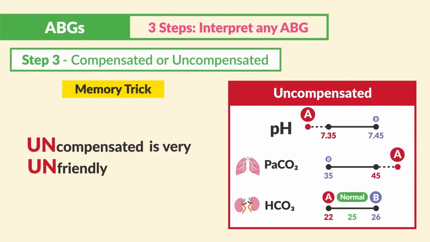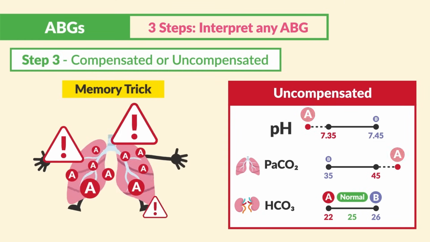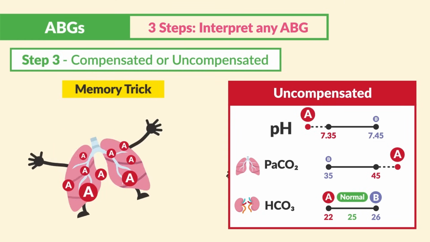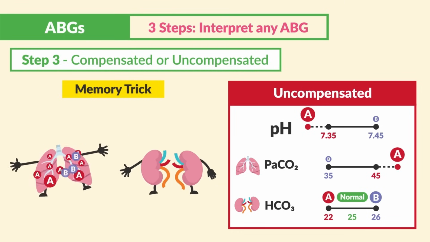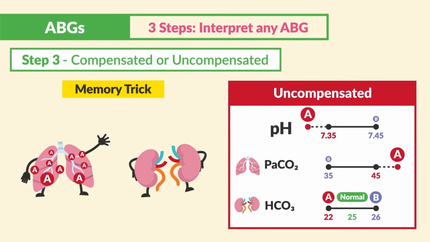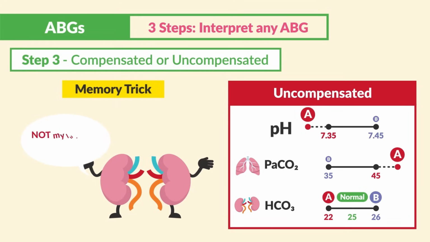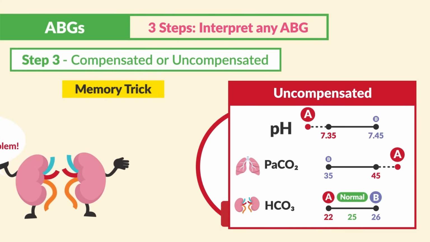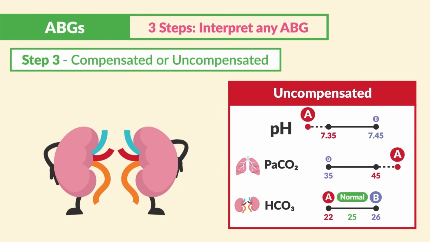For example, let's say the pH and the lungs are in acid overload. They need some serious help. So we expect the kidneys to help a brother out and go to base to balance us out, right? But nah, in unfriendly uncompensation, the kidneys don't care about the acid problem. They just live their best life, saying, not my lung, not my problem. This is like some Jerry Springer type stuff. So this is uncompensated, since it's the most unfriendly.